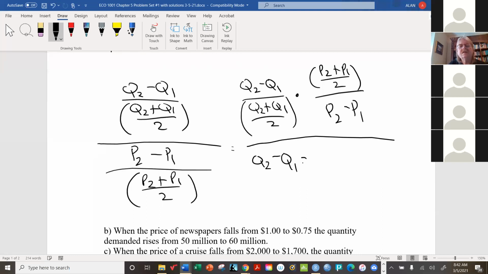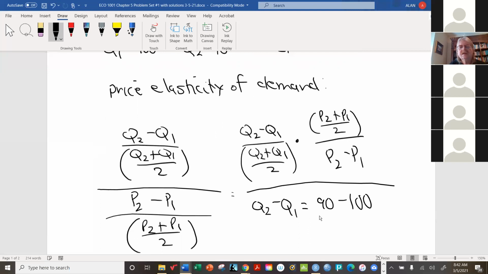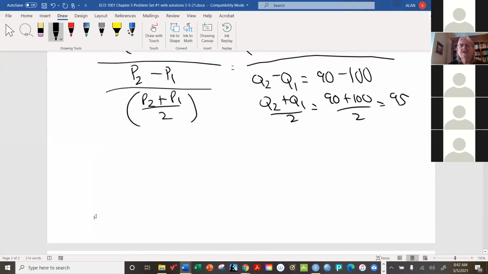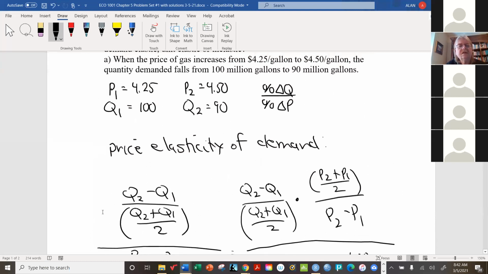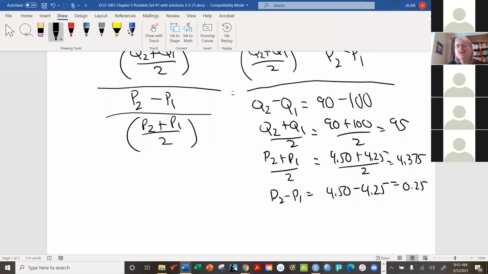So for example, Q2 minus Q1 is, okay, 90 minus 100. Q2 plus Q1 over 2 is 90 plus 100 over 2, which is 95. Now P2 plus P1 over 2. The prices are 4.50 and 4 1/4, over 2, which is 4.375, halfway between. And then finally, we need the difference between the two prices, P2 minus P1, which is 4.50 minus 4.25, which is 25 cents. All right, so we've got all four components of this formula.